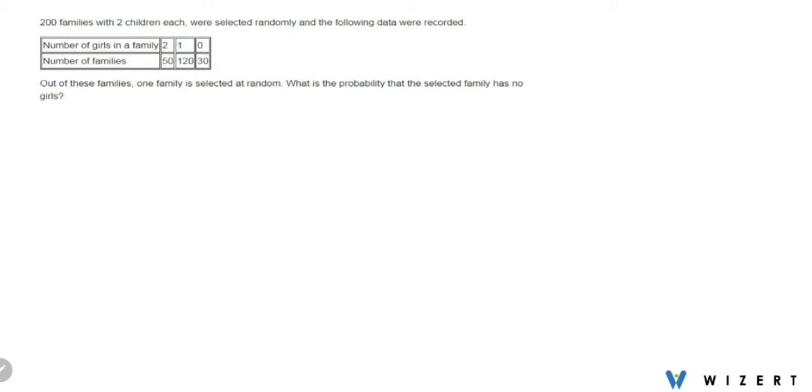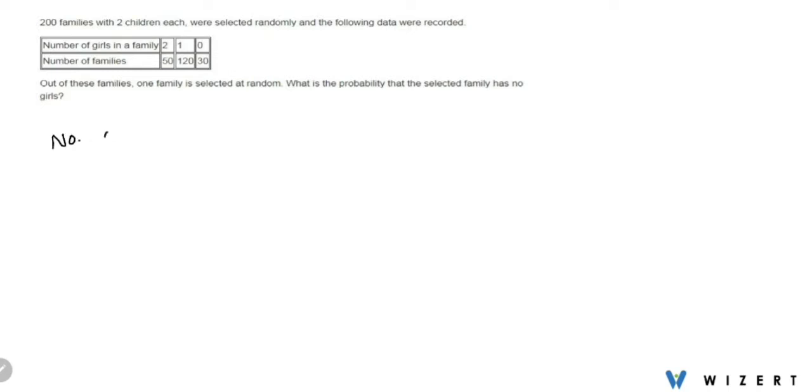200 families with 2 children each were selected randomly and the following data were recorded. So this is the given data. The number of girls in a family is given and corresponding to that the number of families are given. So out of these families, one family is selected at random and we have to find the probability that the selected family has no girls.